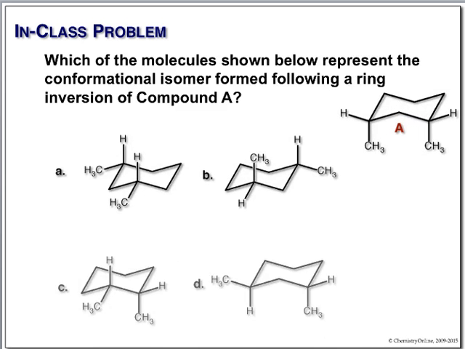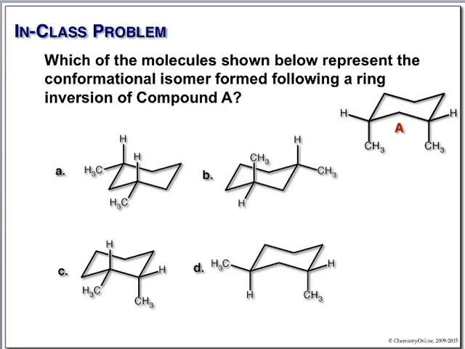Quickly change the slide. All right, which of these is a conformational isomer following ring inversion of A? In A, we have two equatorial methyls, and they're 1-3, two axial methyls. So we're looking for two equatorial methyls that are 1-3. Here, both hydrogens are axial, that means these guys are clearly equatorial. Here we have axial equatorial. Here we have axial equatorial. Axial equatorial. A is the one that works.